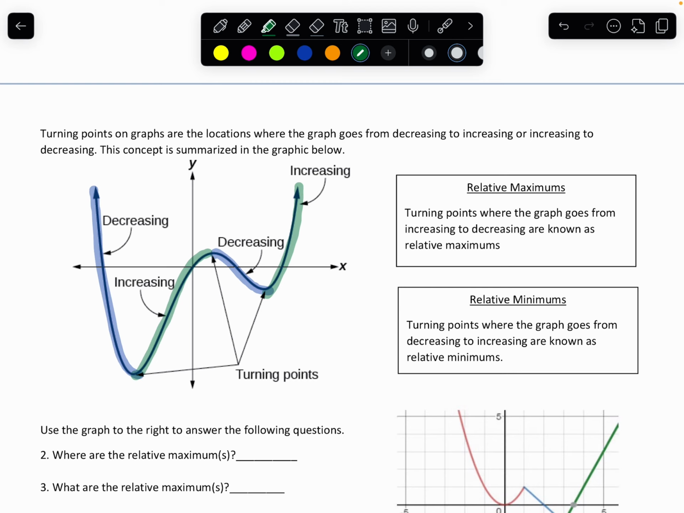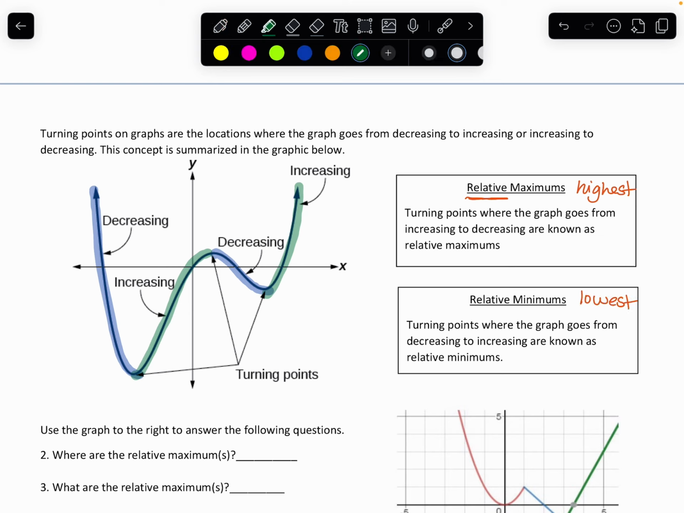And so we have this word relative in front of them. It just means that in that area, it's either going to be the lowest or highest. So maximum, this is going to be the highest point, and minimums are going to be your lowest point.